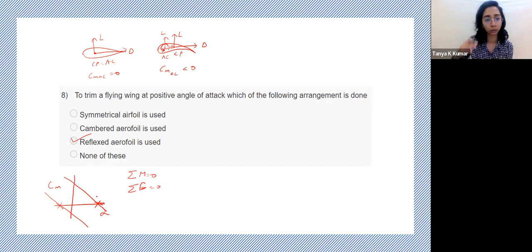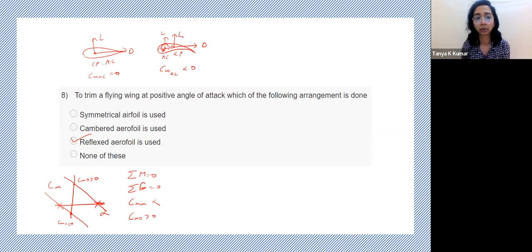What do you change for that? You don't change your slope, so Cm alpha does not change. What changes is Cm naught. At this point, Cm naught is negative. At this point, Cm naught is positive. So if we have to trim at a positive angle of attack, your Cm naught has to be positive. But if you take a cambered airfoil, it is beneficial for lift generation, but you have a negative Cm naught being generated. So it does not trim the aircraft at positive angle of attack.